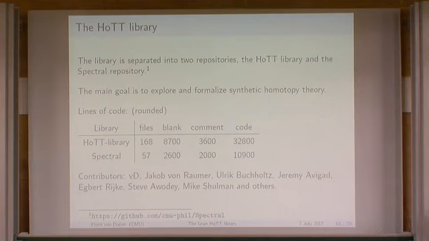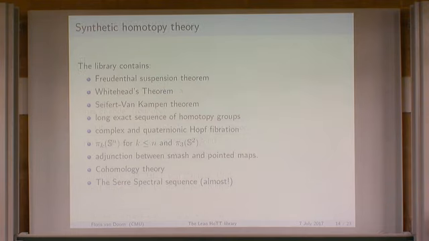And this is an example. This is the count of the lines of code. In pure code, it's like 33,000 lines in the HoTT library and 11,000 lines in the spectral repository. And there are many contributors: Jacob van Brouwer, Ulrich, and then a couple of people over here, Jeremy, Egbert, Steve, and Mike has contributed, and many others. I can list them all here.